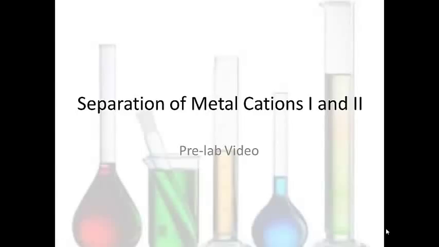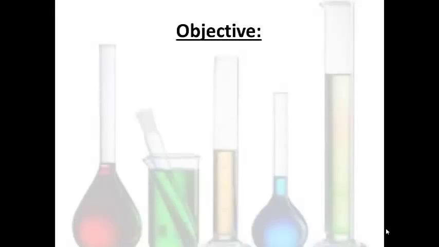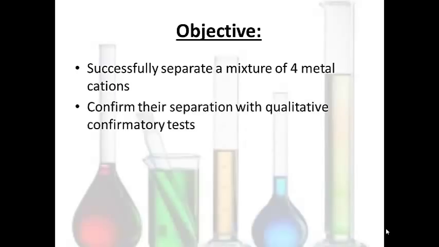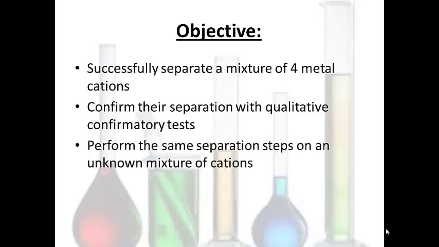This is your pre-lab video for the separation of metal cations 1 and 2. So this is a 2-week lab. The objective for this 2-part lab is to successfully separate a mixture of 4 different metal cations. And once you separate them, you need to confirm that you separated them with these qualitative confirmatory tests.